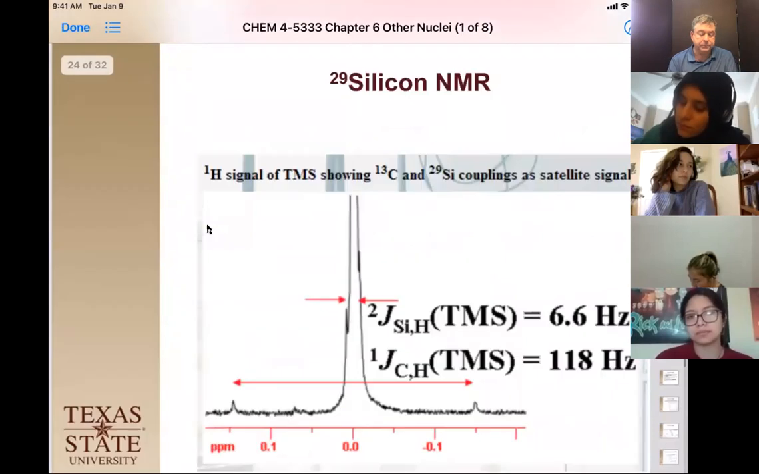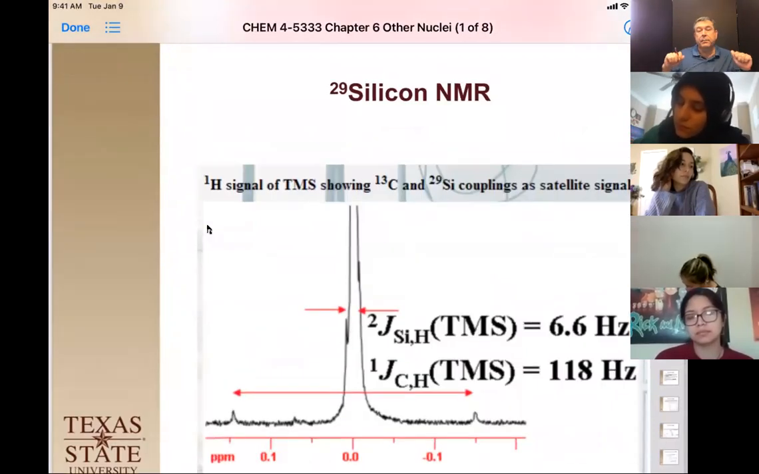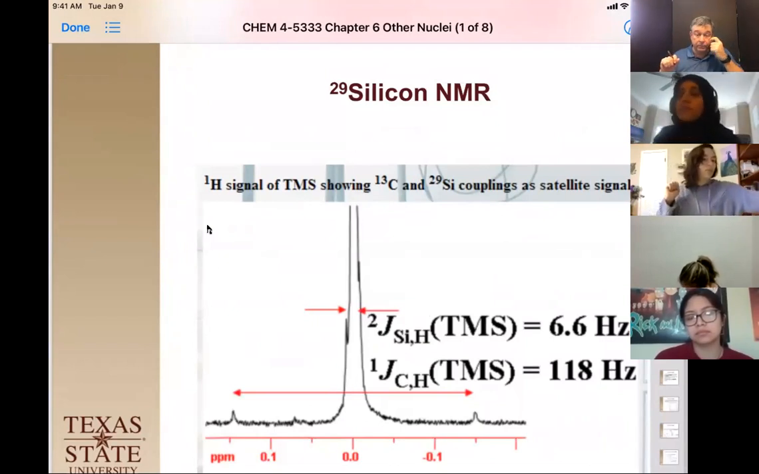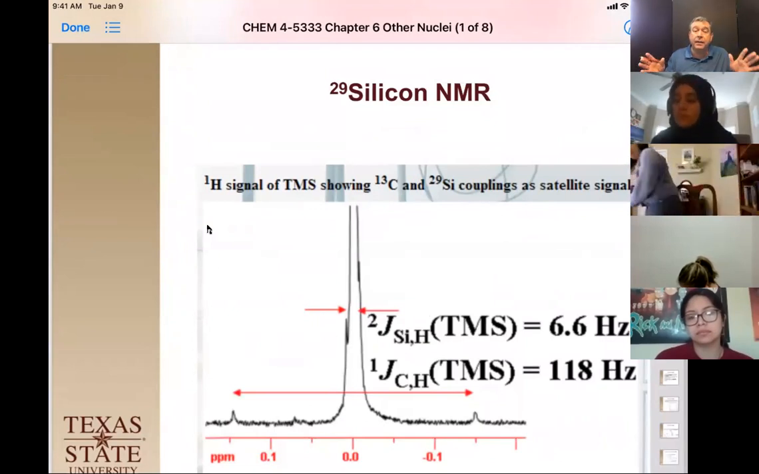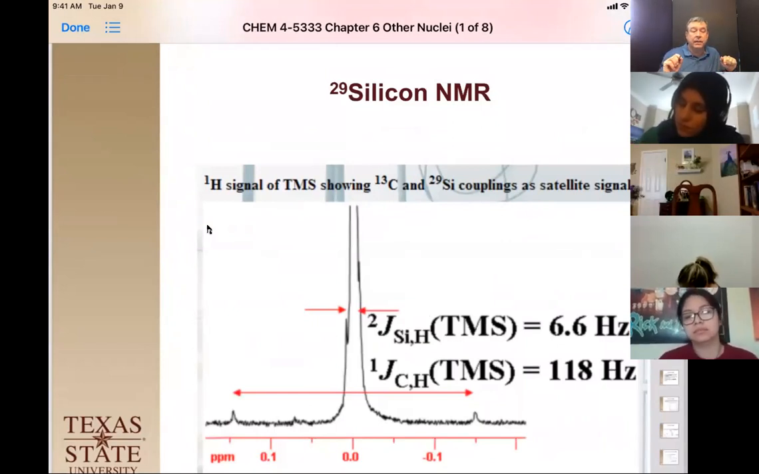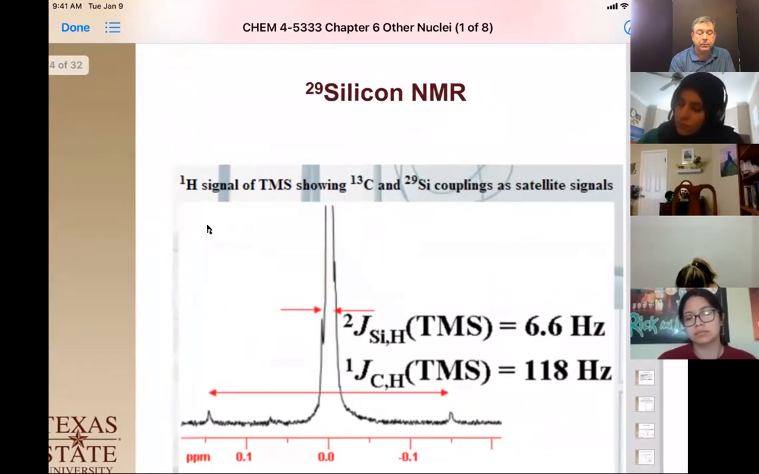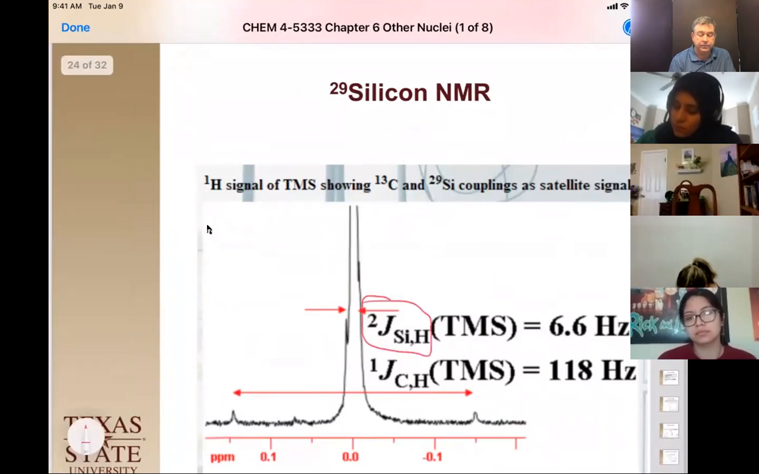All right, so I said before we can actually see a silicon carbon split, although we don't really see it very much because it is such a low concentration. So in this case here, we're actually looking at a two bond couple between the silicon and the hydrogen. And notice that it shows up as one peak here. If we had it spread out, it would actually be that total of those 13 peaks under here.